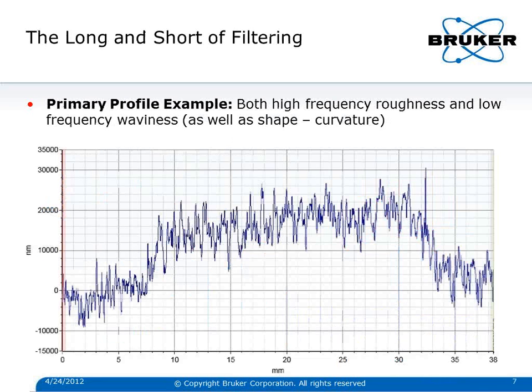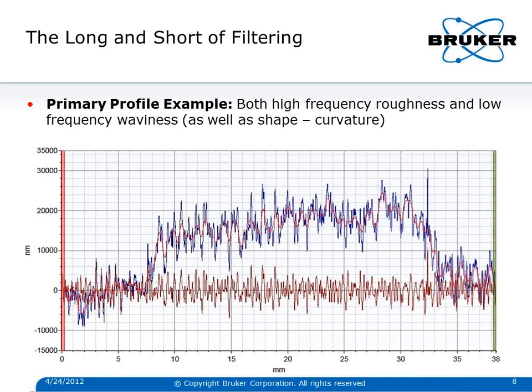Now, the primary profile in this example, you see here a shape that's got some curvature to it. It's got some high-frequency roughness on there and kind of a lower-frequency waviness. So all of those components are exhibited in the primary profile. The goal in filtering is to try to separate those values.